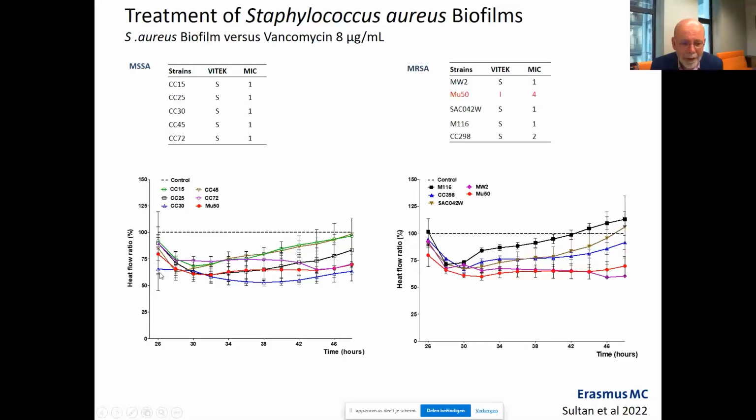When we look at the MSSAs, more or less, except for strain CC30, they are also similar and can tolerate vancomycin in a similar way in comparison to a strain that is, in the Vitek, considered to be intermediate. So in our experiments, biofilm-associated Staph aureus have high vancomycin tolerance.